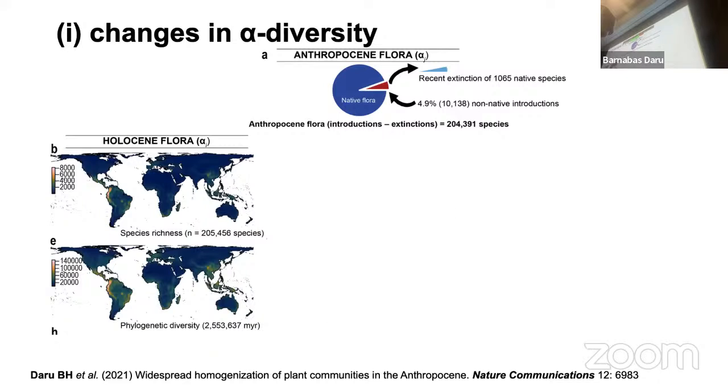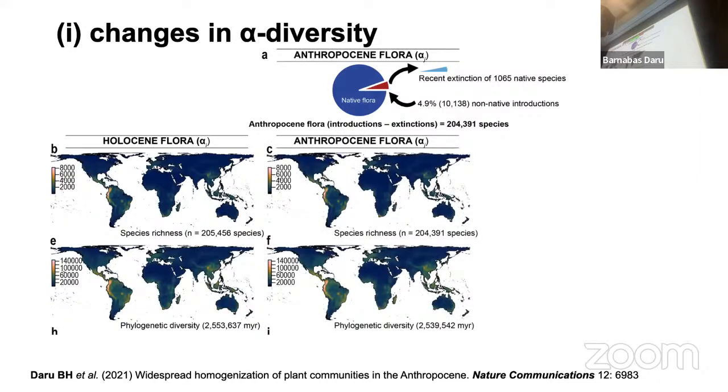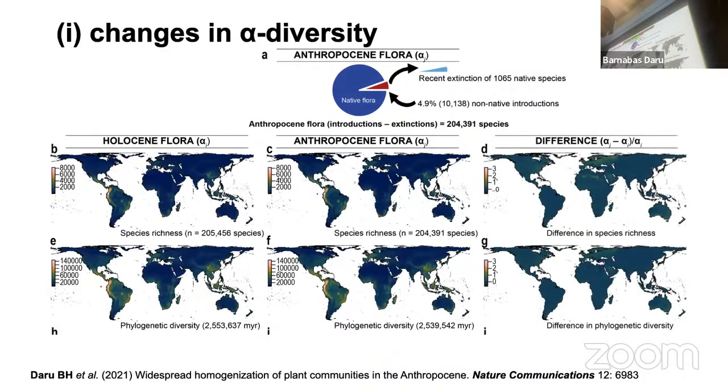We contrasted with changes in alpha diversity in the Anthropocene after accounting for recent introductions and extirpations for both species and phylogenetic diversity. And we took the difference. And so here, blue areas correspond to losses in alpha diversity, and warmer colors correspond to gains. And so we found widespread patterns of reductions in alpha diversity in the Anthropocene.